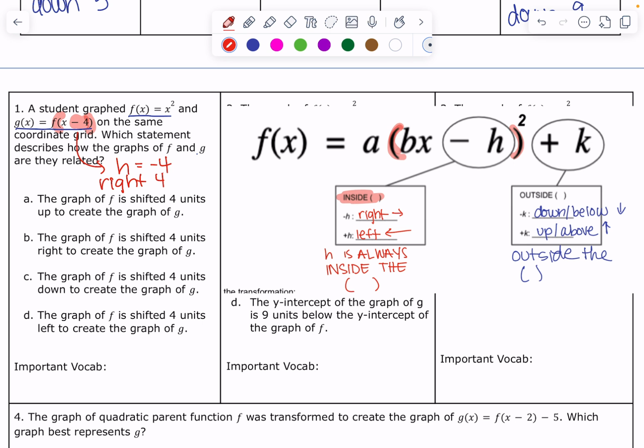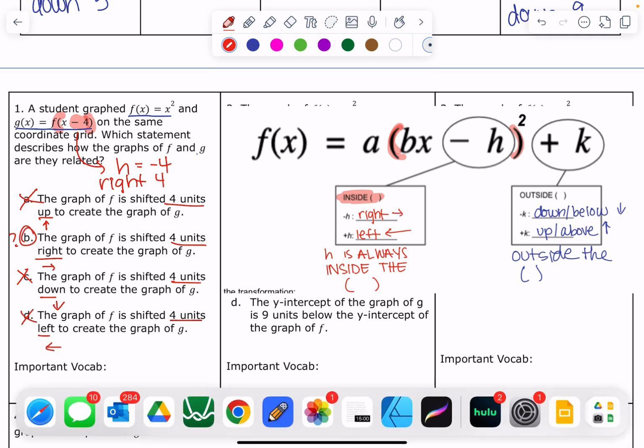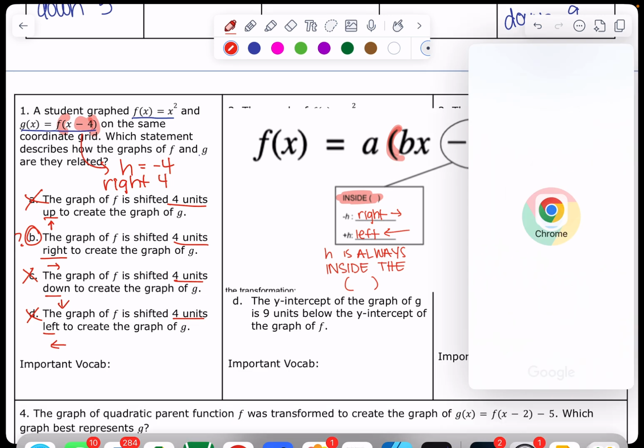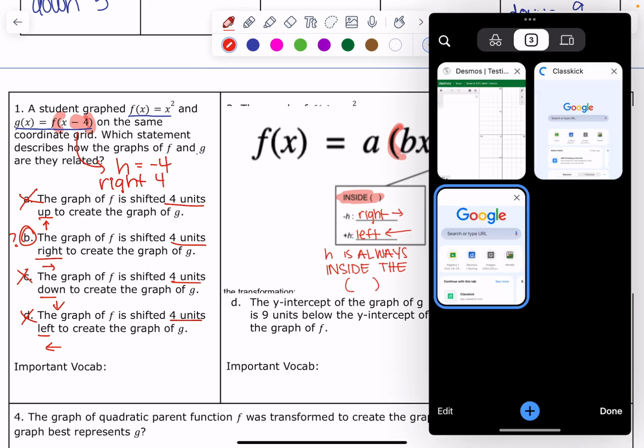Now, if I read the answers, it says 4 units up. I know that's not good. 4 units right. This is up, right? So maybe B. 4 units down. I know that's not good. 4 units left. I know that's not good. So my answer would be B. If you don't like the rules, you can always use Desmos.